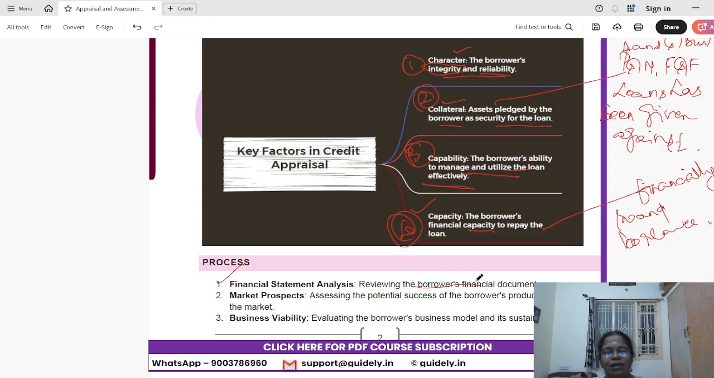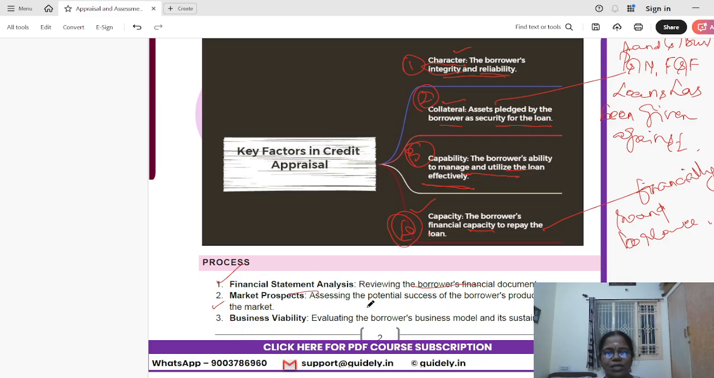Apart from this, if they have any other kind of loan or any credit card, whether they repaid that card, closed that card, and whether they are able to repay the present loan. Everything they will check. So that is the financial statement analysis.